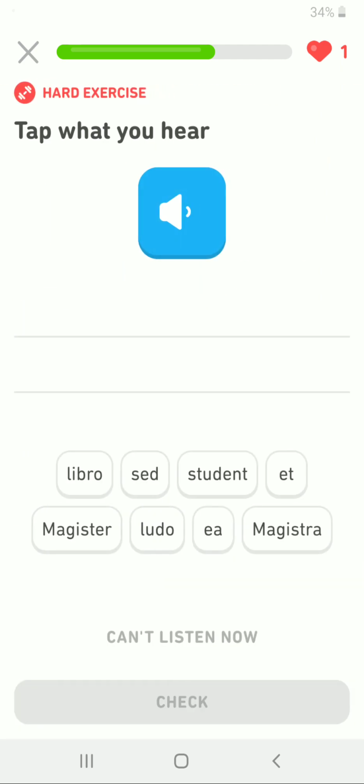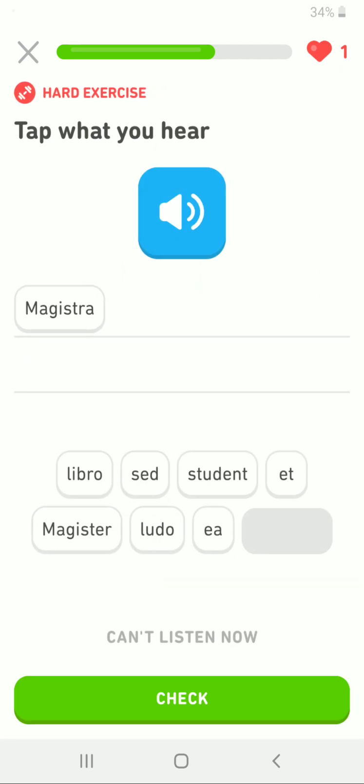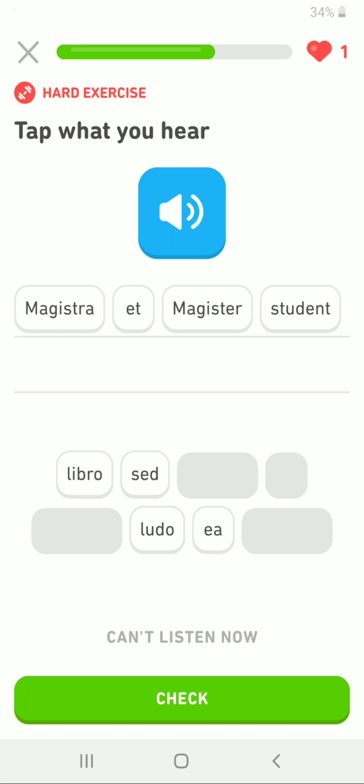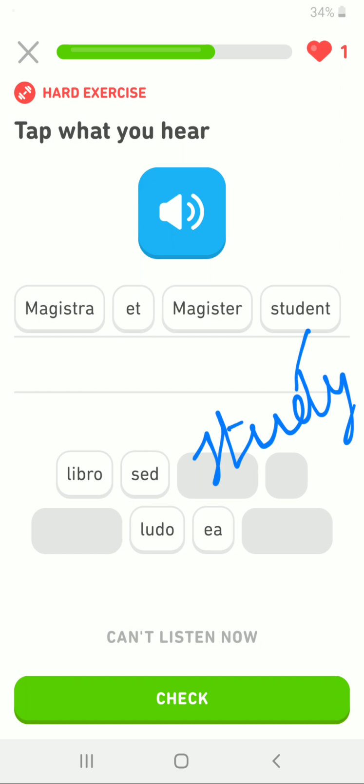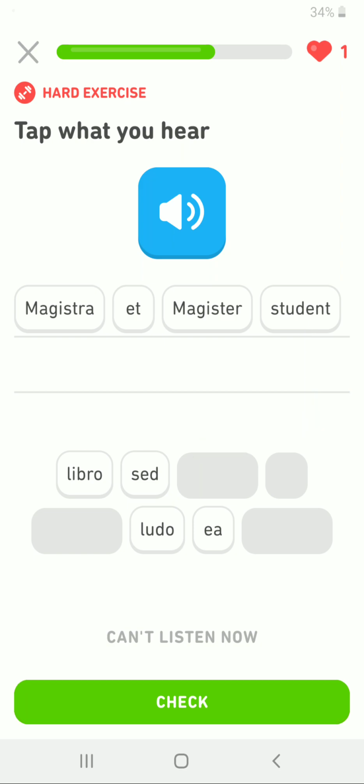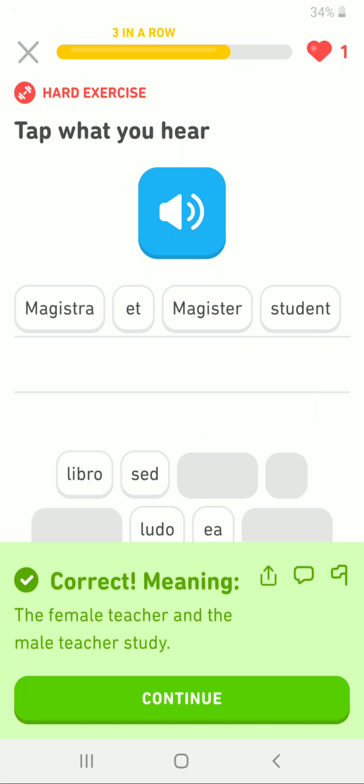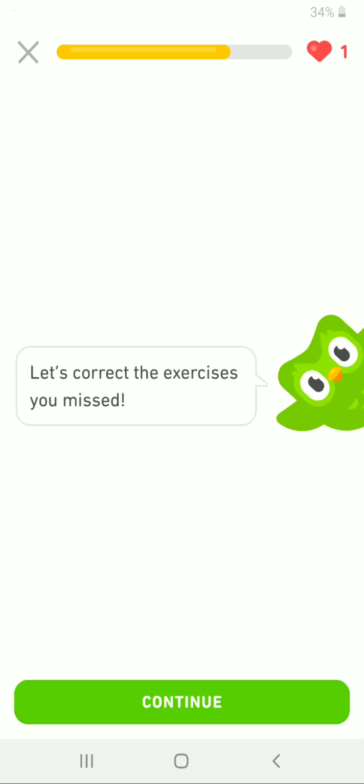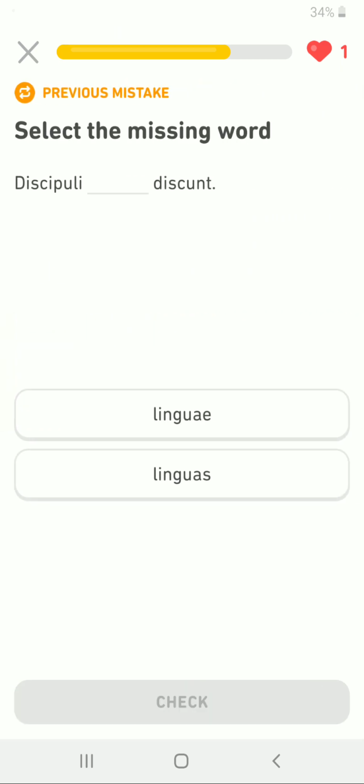Lectiones. Okay. Magistra et magister student. So notice that they are all studying. They study instead of teaching. So the female teacher and the male teacher study. Okay. Here we have a previous mistake.